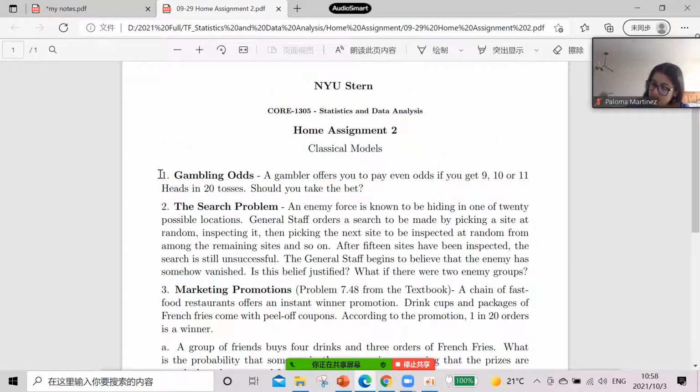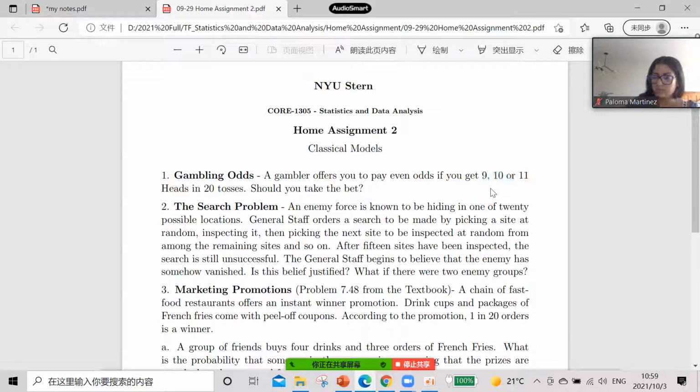But first, can you see the home assignment here on the screen? Okay, great. So for the first question, a gambler offers you to pay even odds if you get 9, 10, or 11 heads in 20 tosses. Should you take the bet? In other words, should you take the bet means is the probability over 50% or lower than 50%. So here, you just want to calculate the probability of getting 9, 10, or 11 heads out of 20 tosses.